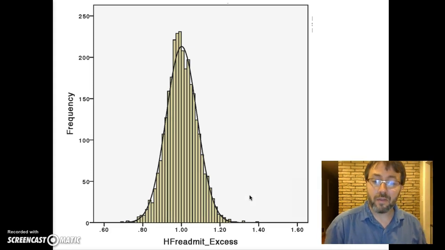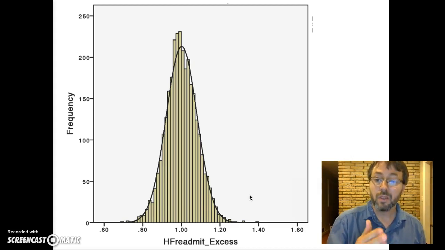This is a graph of the heart failure readmission excess ratio. So this is the number that's used to penalize hospitals in the Medicare reimbursement policies. So the greater the excess readmission ratio, the more poorly the facility is performing in terms of readmissions, as defined by the Medicare and Medicaid hospital performance legislation.